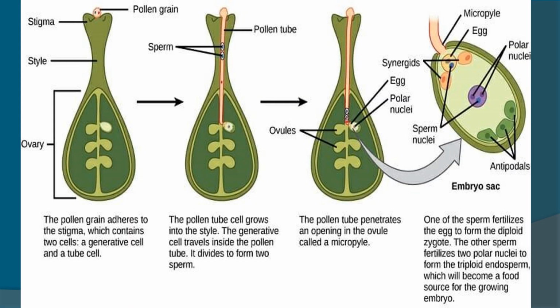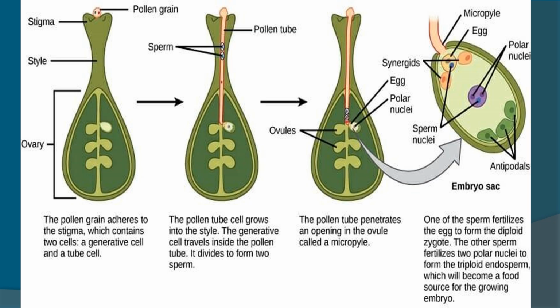The pollen grain adheres to the stigma, which contains two cells, a generative cell and a tube cell. The pollen tube cell grows into the style. The generative cell travels inside the pollen tube. It divides to form two sperm. The pollen tube penetrates an opening in the ovule called the micropyle.